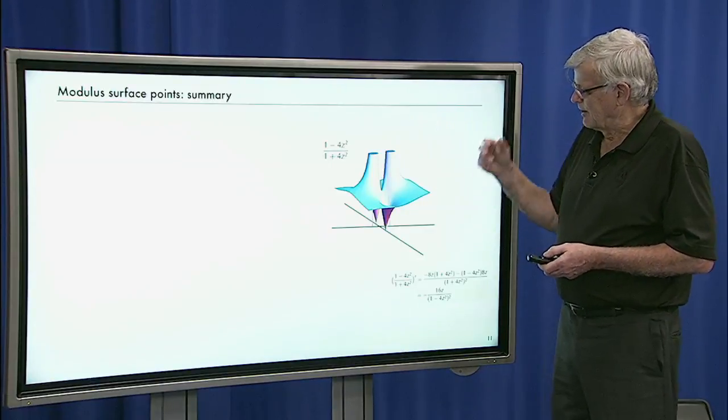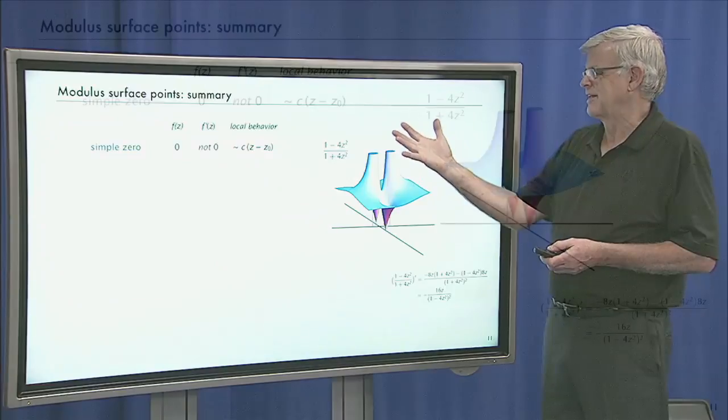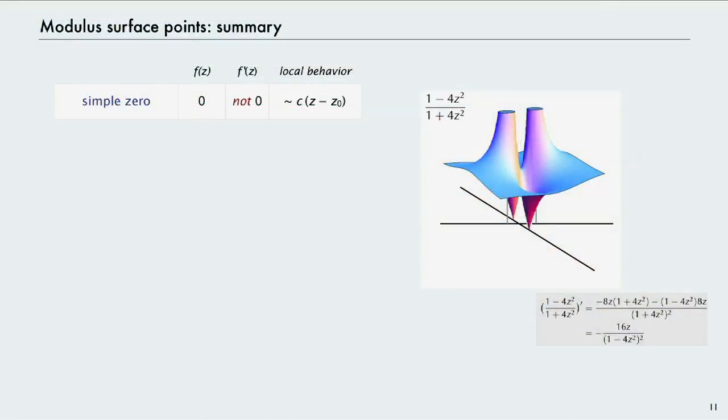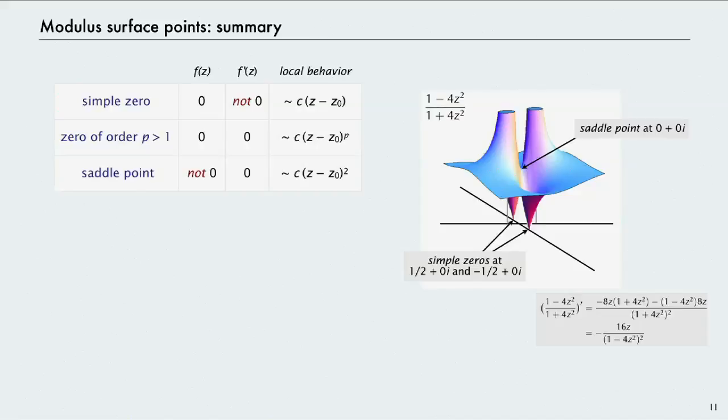So here's a quick summary. This is a modulus surface, and we talked about the 4 different types of points. There's simple zeros, where the function is 0, but the first derivative is not 0, and this one has its simple zeros as indicated. Then there's zeros of order p bigger than 1; we don't have one of those here. Then there's the saddle point, where the function is not 0, but the derivative is 0, and it behaves like a quadratic function. And then there's ordinary points where neither the function nor its derivative is 0, and that's most points in the surface.